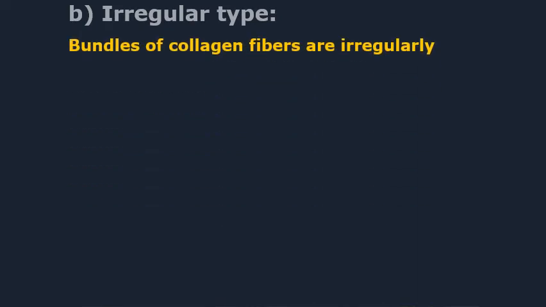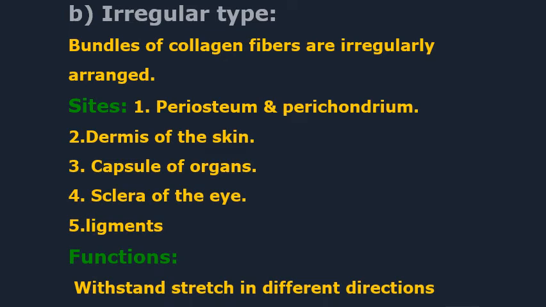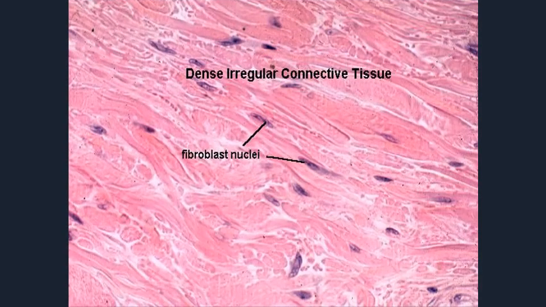Irregular types, bundles of collagen fibers that are irregularly arranged, present in the periosteum, perichondrium, present in the dermis of the skin, capsule of organs, sclera of the eye, in order to withstand tension in different directions, as well as ligaments. Here are the irregular collagen fibers, and here are the fibroblasts.